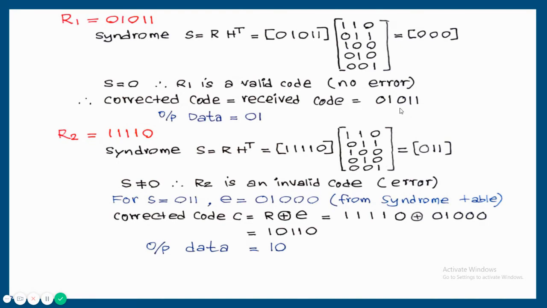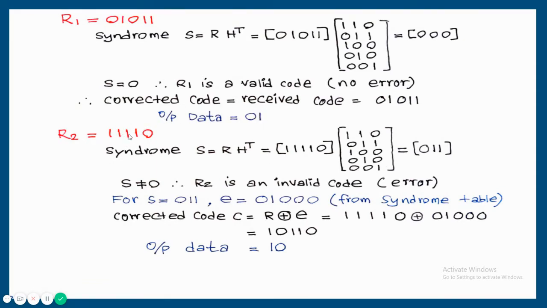Generator matrix is in IP format. Due to that IP format, leftmost k bits are data bits. For a 5,2 code, k is equal to 2. So leftmost 2 bits are data bits. So data bits are 0, 1. So that will be the final output of decoder. 0, 1 is the original data.